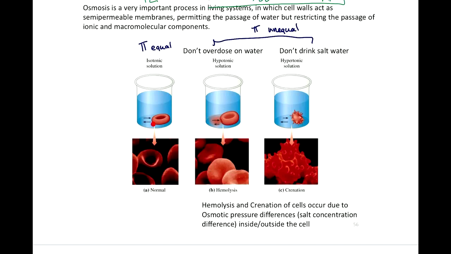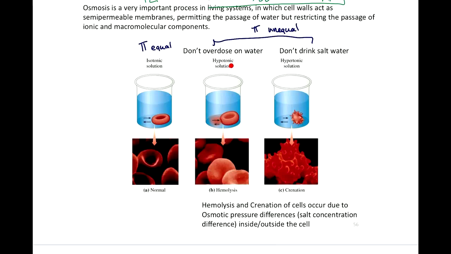Because obviously, does it not sound fun to have your cells blow up or shrink? Yeah, that's not a good thing. So you want things to remain isotonic. That's when osmotic pressure is equal. But once we have unequal osmotic pressure, yeah, bad things happen.